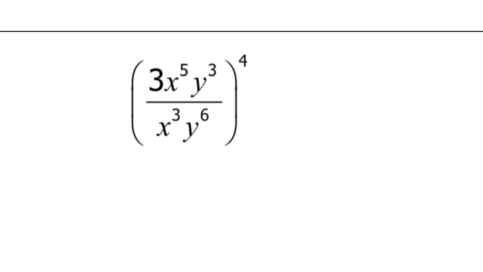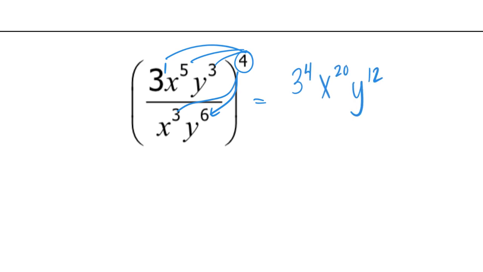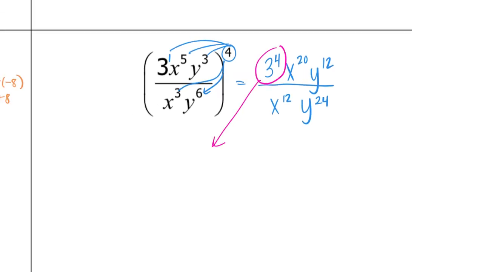Okay, last example here. We have to first simplify this exponent on the outside. So we're going to multiply that to all of the exponents on the inside, both top and bottom. So a lot of multiplying here. So we have 3 to the 4th, x to the 20th, y to the 12th, over x to the 12th, y to the 24th. Okay, so now let's calculate that 3 to the 4th, just so we can simplify that down a little bit. So 3 to the 4th, you can type it into your calculator if you want. That equals 81. So I'm going to put 81, and then I'm just going to bring all this down.